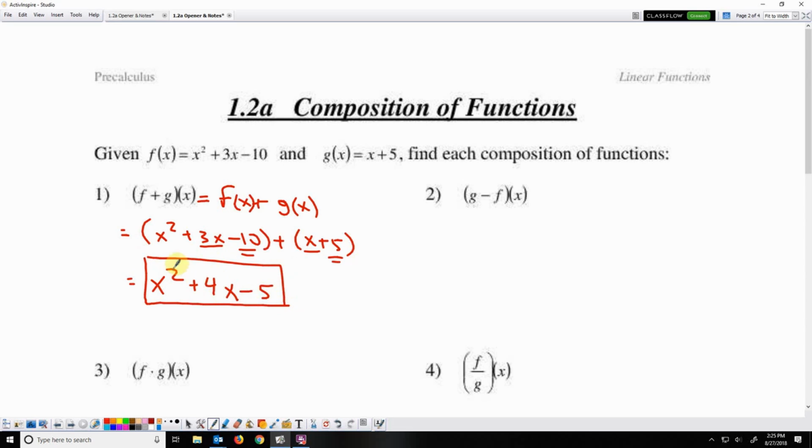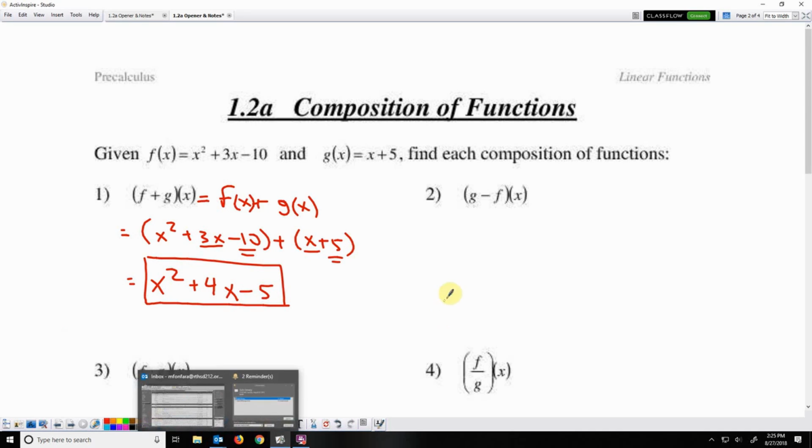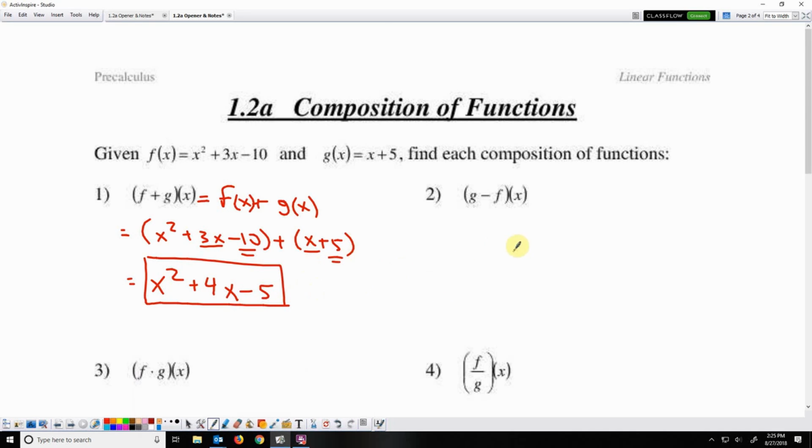Now those parentheses really didn't do anything for us in this particular problem, but it's good to get in the habit of just having them because there are some times when they actually will make a difference. So get in the habit of keeping those parentheses.